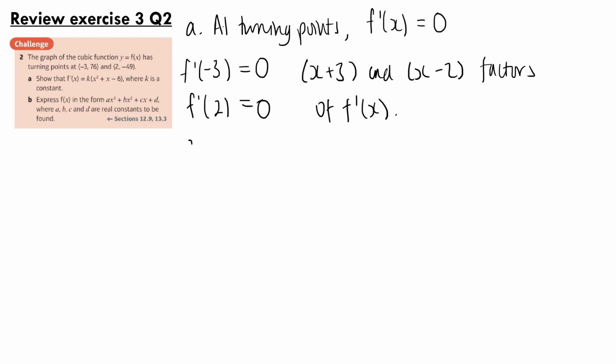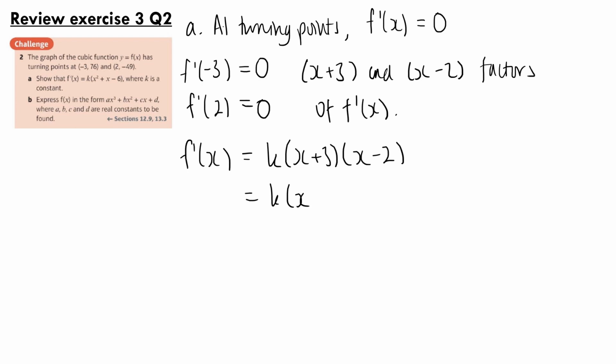Therefore, we must have that the derivative is equal to a constant lot of (x plus 3) times (x minus 2). And if we expand the brackets there, we get x squared plus x minus 6.